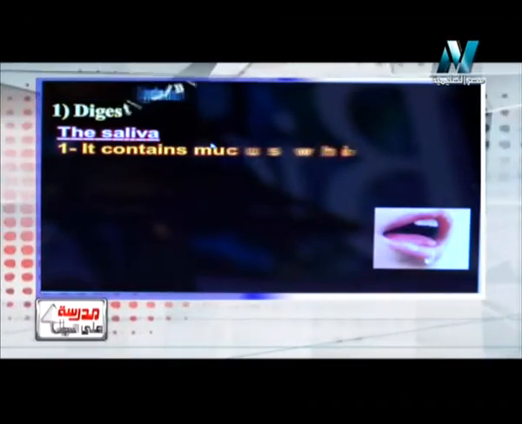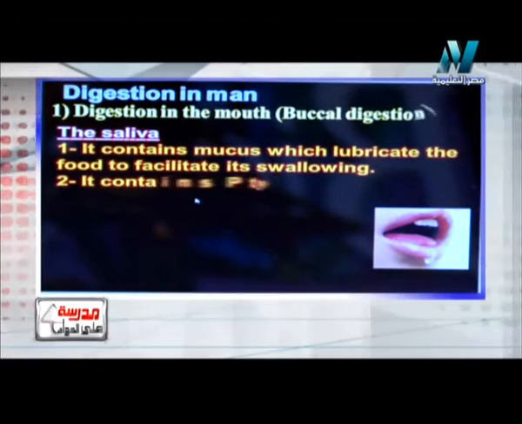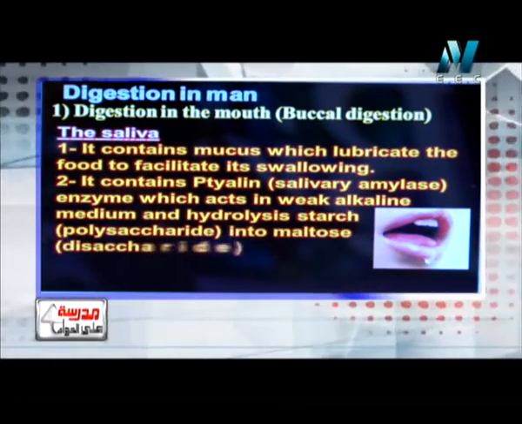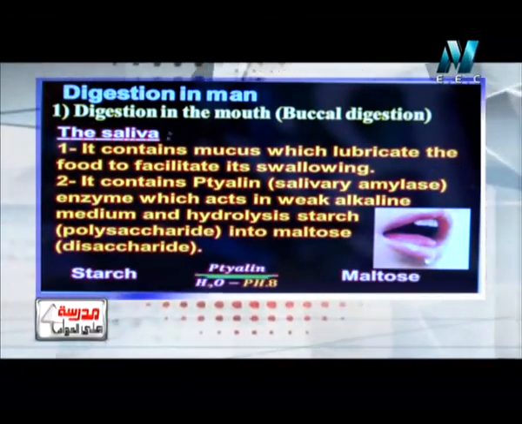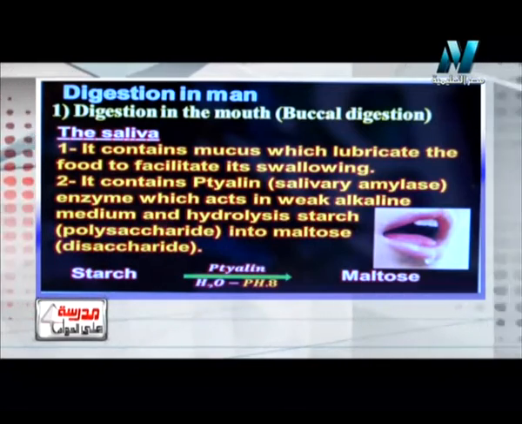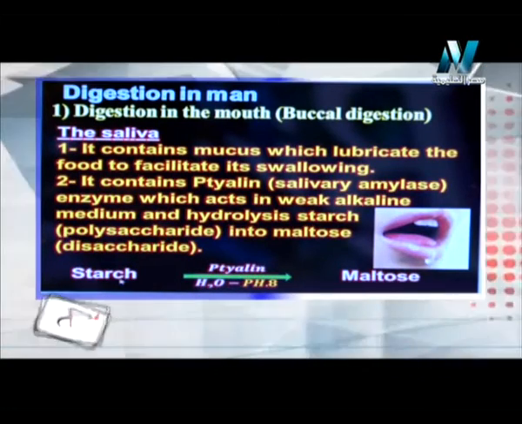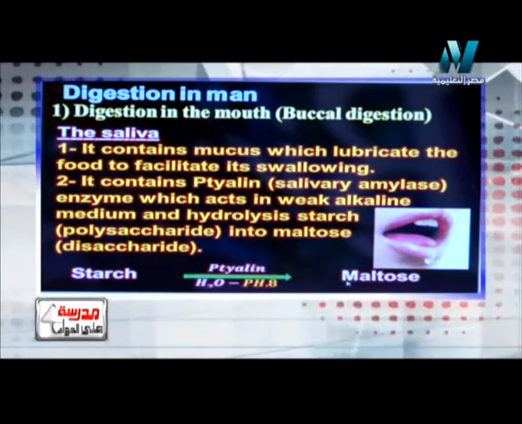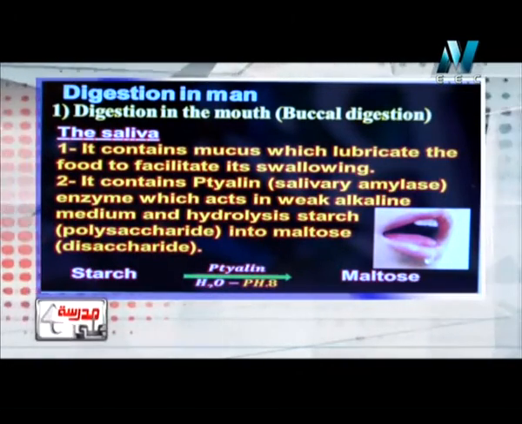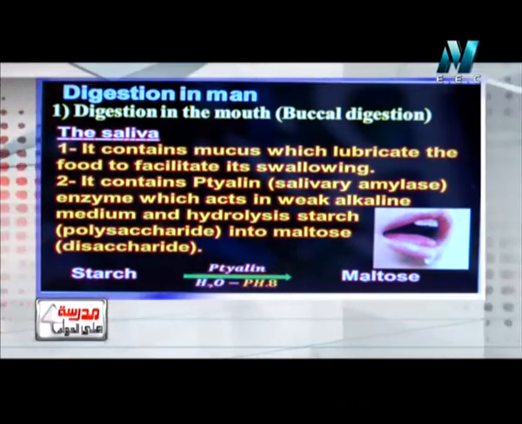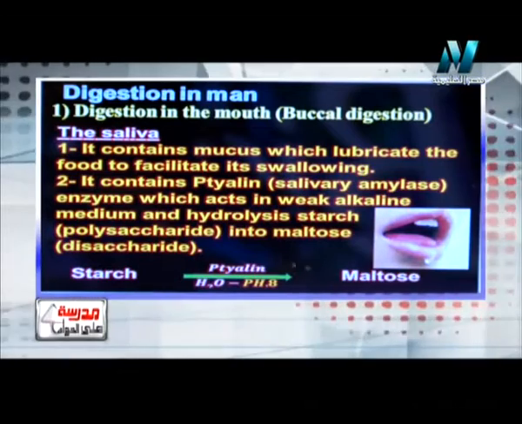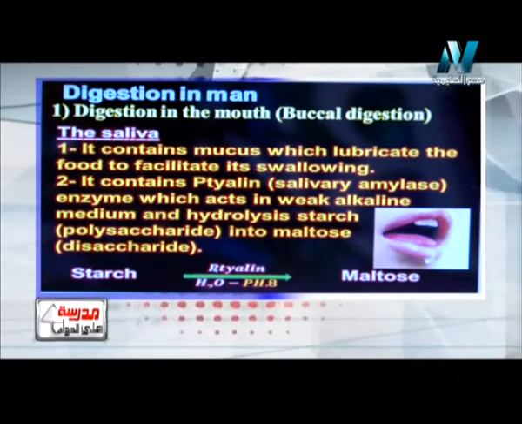What about the saliva? The saliva contains mucus, which lubricates the food to facilitate its swallowing, and also contains an enzyme which is called the ptyalin enzyme. Ptyalin enzyme or salivary amylase is the enzyme that can hydrolyze starch into maltose. Starch is a polysaccharide, but maltose is a disaccharide. So the first compound formed as a digestion product inside the human digestive system is maltose, because the starch is changed into maltose by the presence of ptyalin enzyme.